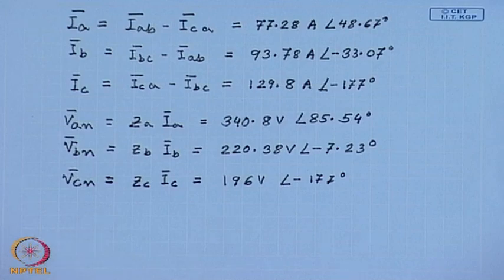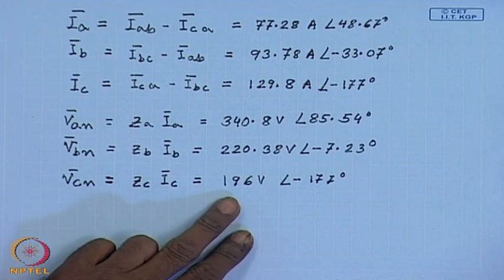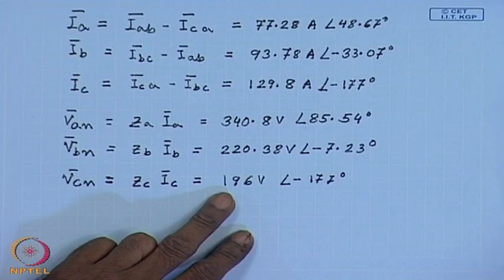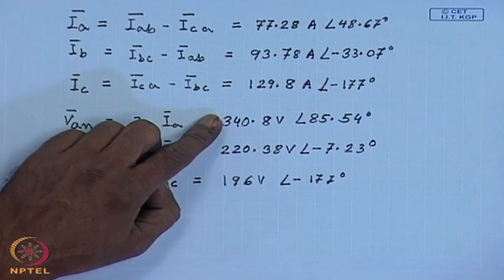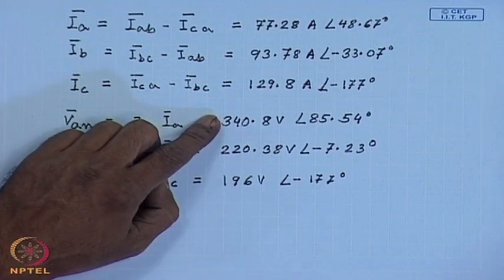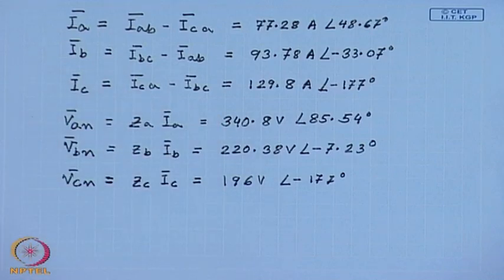So, it is seen that the low voltages are highly unbalanced with the minimum phase voltage magnitude of 196 volts and the maximum phase voltage magnitude of 341 volts. So, this is the effect of unbalanced load when the load neutral is isolated.